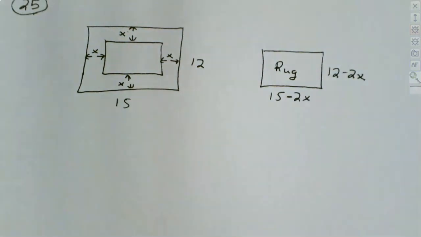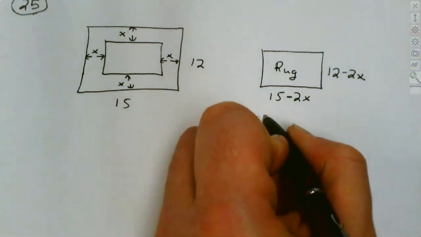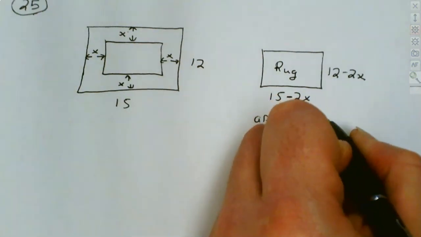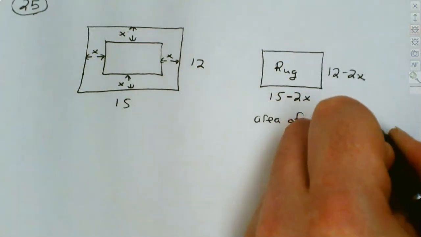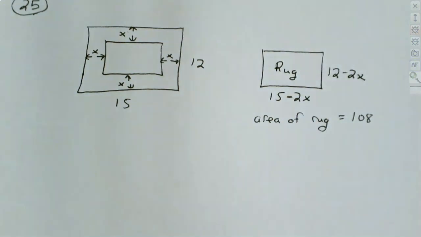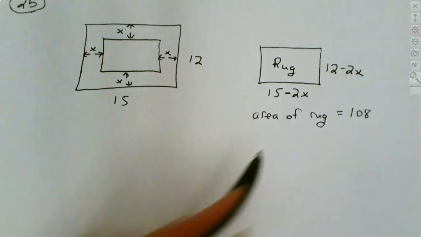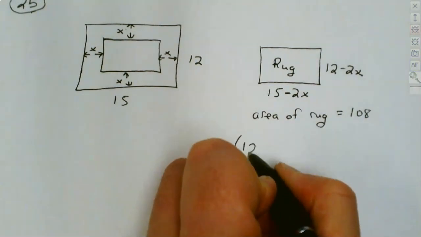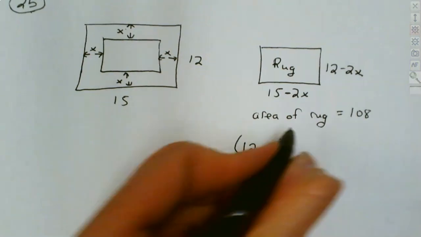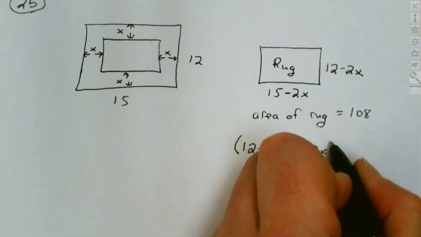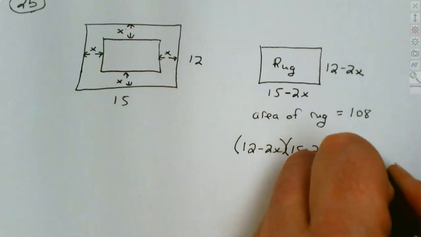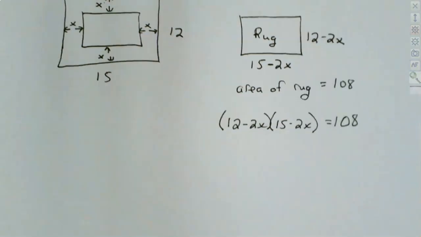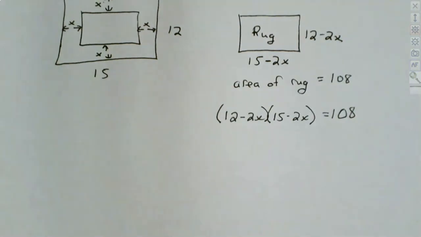Now we can finish this and build our equation. So what do we know? We know that we can have 108 square feet of carpeting. So that means the area of the rug is going to be 108. And the area, again, is length times the width. So what does that look like then? Well, that looks like 12 minus 2X times 15 minus 2X, and that's going to equal our 108. So that's our equation.